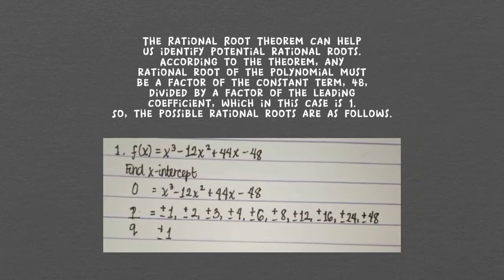The rational root theorem can help us identify potential rational roots. According to the theorem, any rational root of the polynomial must be a factor of the constant term 48 divided by a factor of the leading coefficient, which in this case is 1. So, the possible rational roots, denoted as p over q, are the divisors of 48, which are positive and negative 1, positive and negative 2, positive and negative 3, 4, 6, 8, 12, 16, 24, and 48.